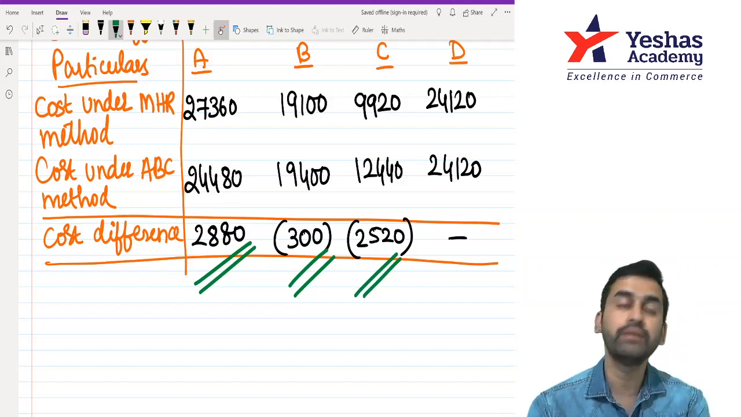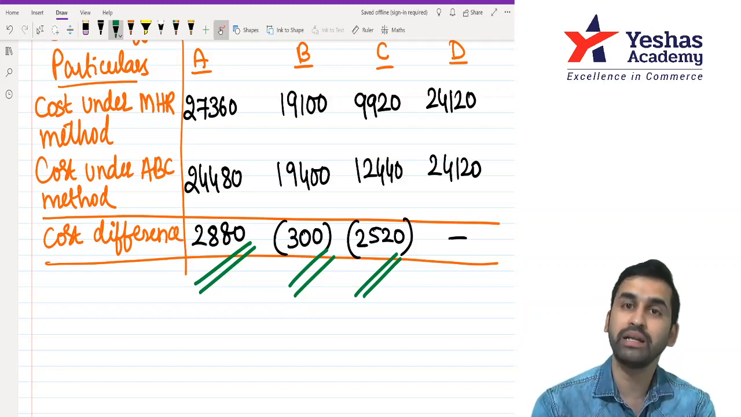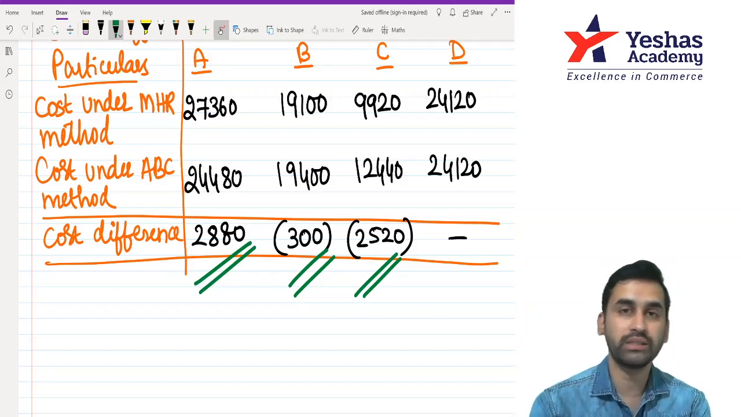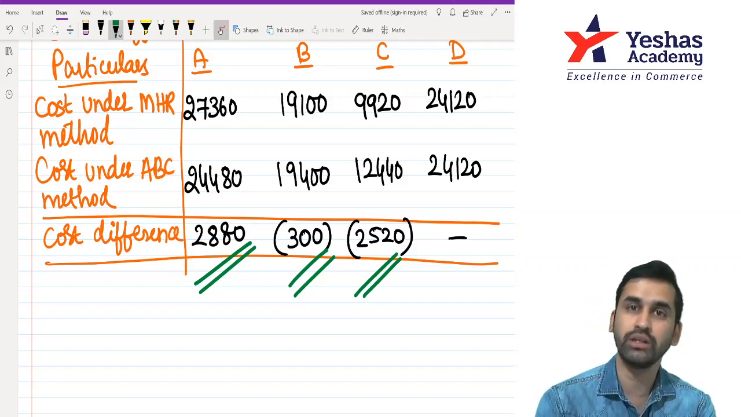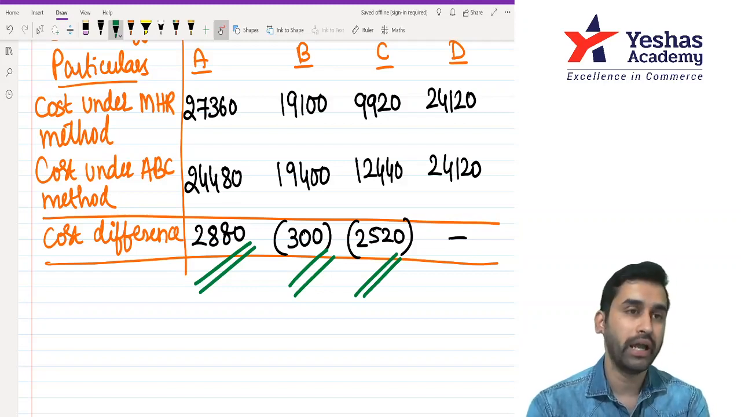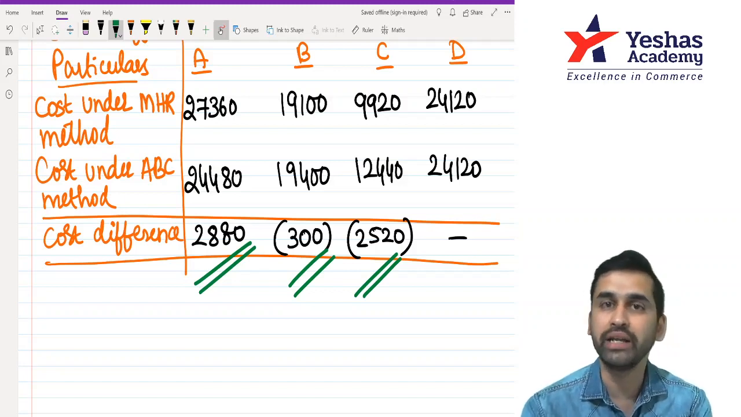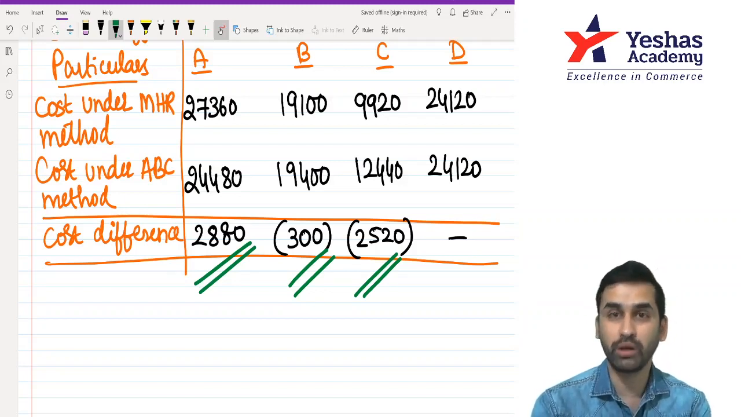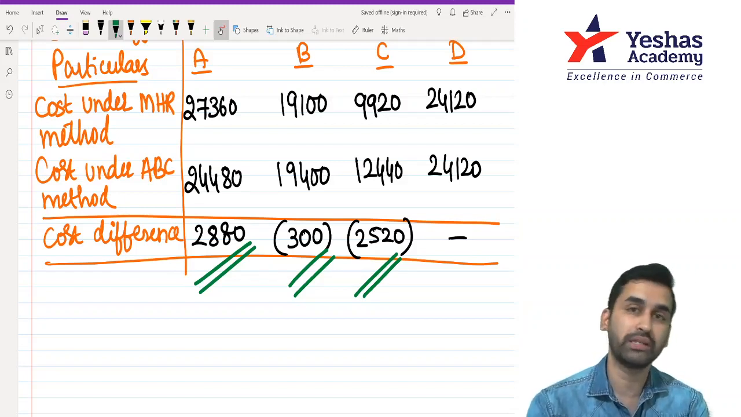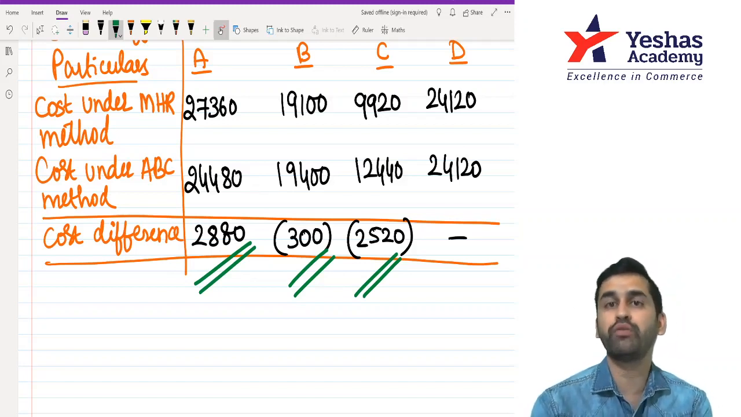Under MHR method, cost gets assigned to the product based on the time that it takes. Correct? Machine time. Under ABC, cost gets assigned to the product based on the activity performed. It may so happen that a product takes more machine hours, but it requires less activity. Look at this. You have number of setup, number of stores requisition, number of inspection. Now, number of inspection may be more for A, less for B, whereas machine hour may be less for A and more for B. Possible.